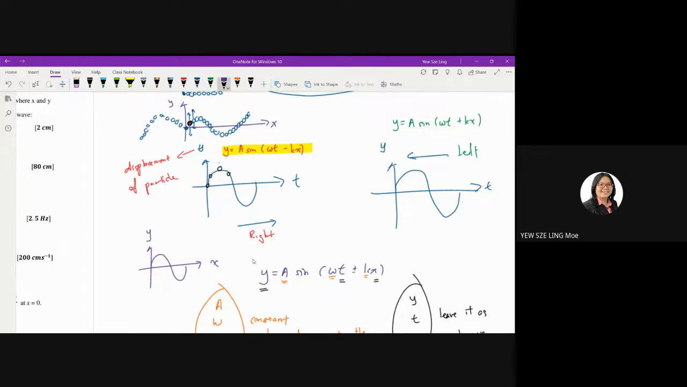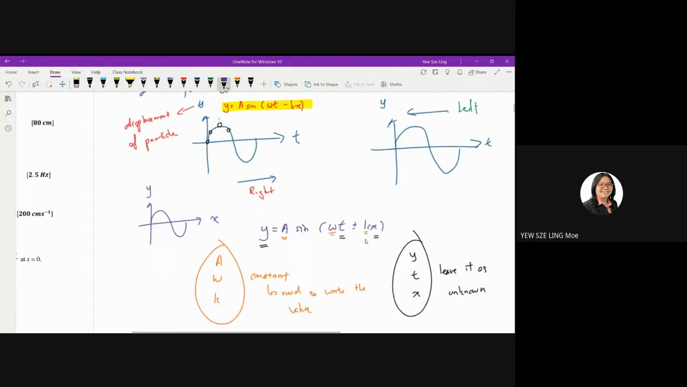So this is a y against x graph. So there are two types of graph that we're going to look at in this chapter. Okay, we're going to focus on this chapter: the y against t graph and the y against x graph.